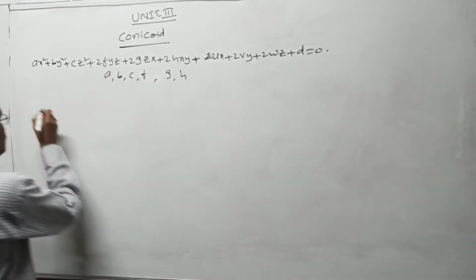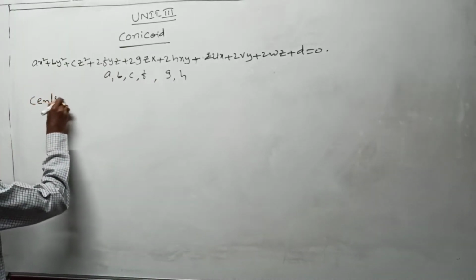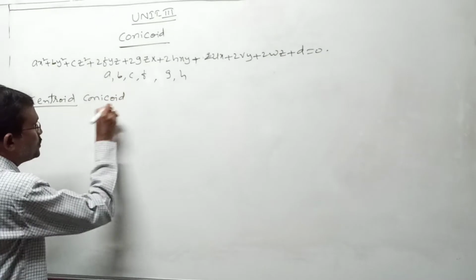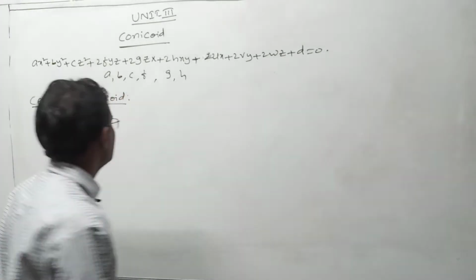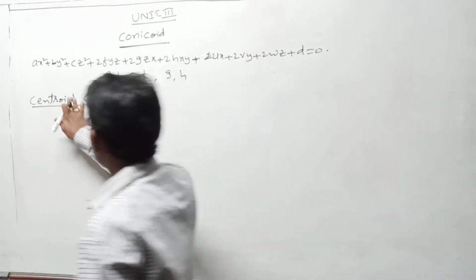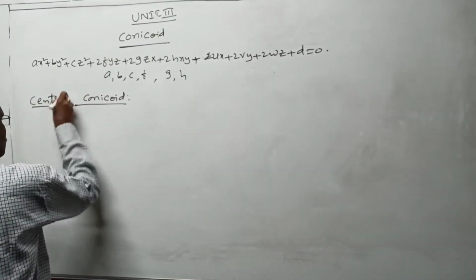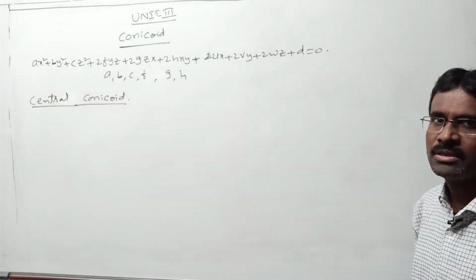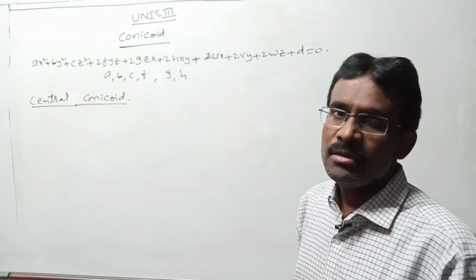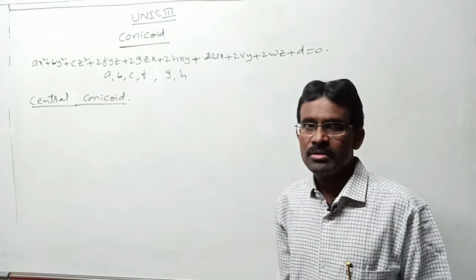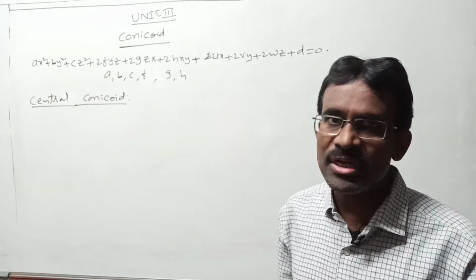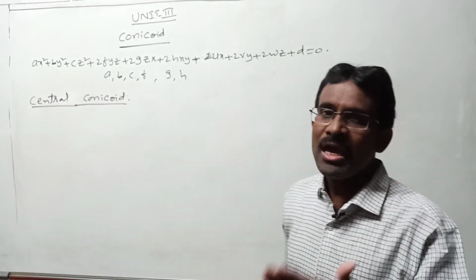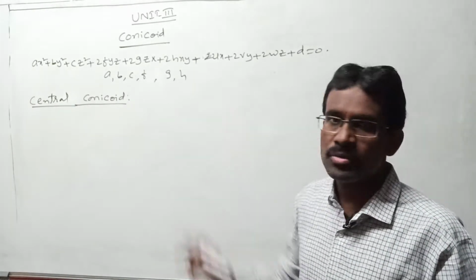Now let us see the definition of central conicoid. Our work is completely under this only, central conicoid. We are going to complete our work in this central conicoid only. Let us see what a central conicoid is. It is very simple. If a conicoid has its center at the origin, such a conicoid is called a central conicoid.